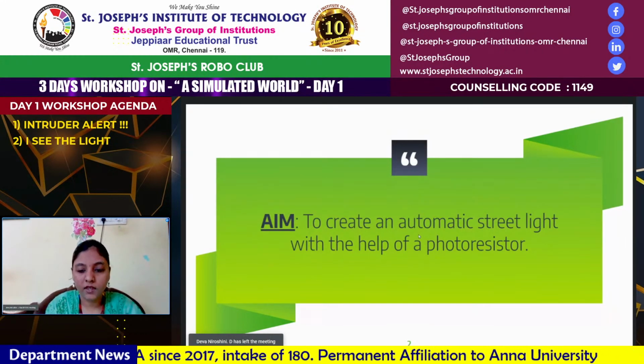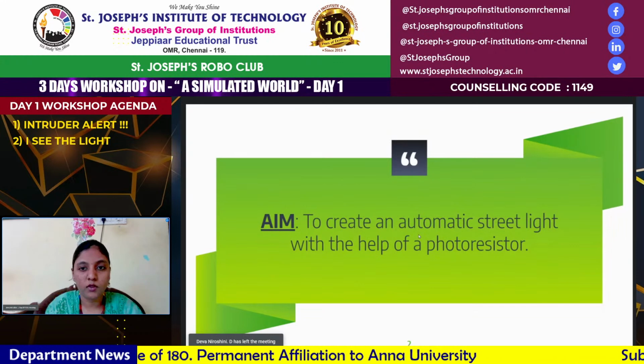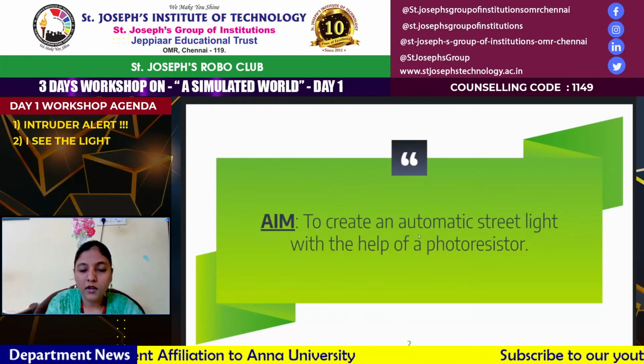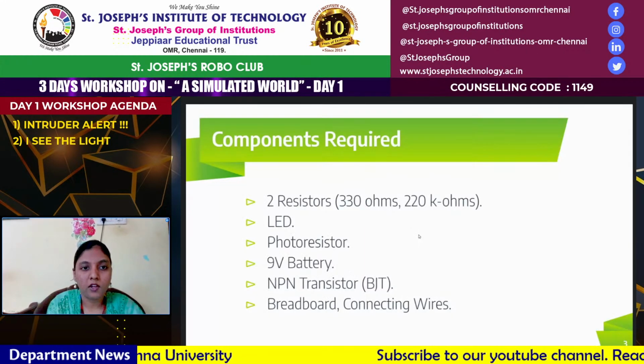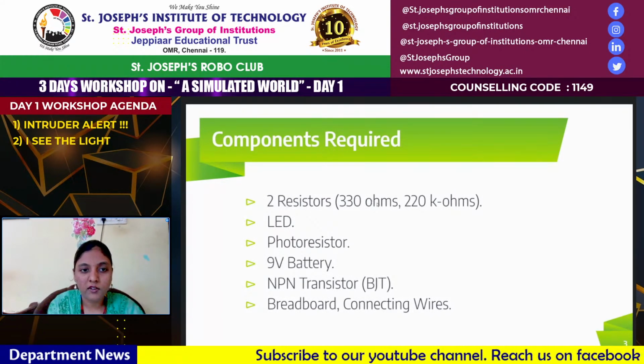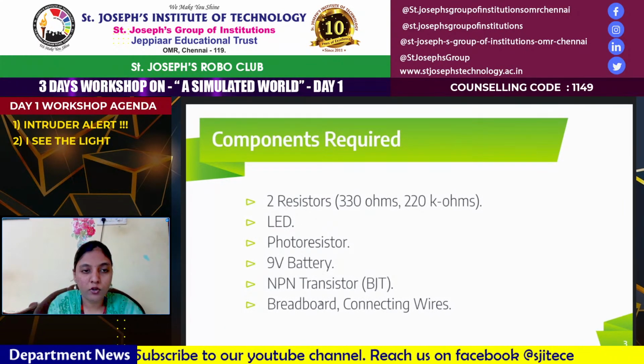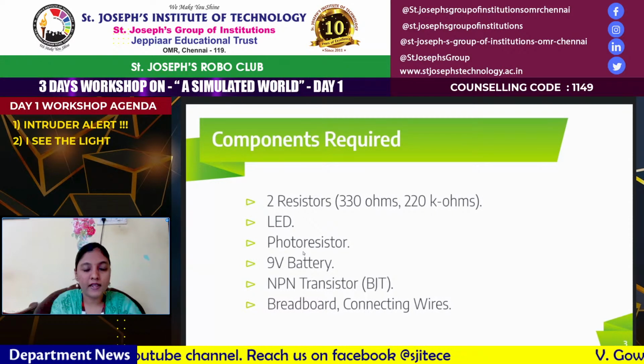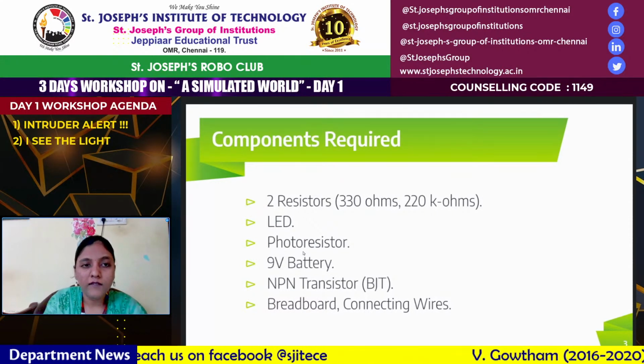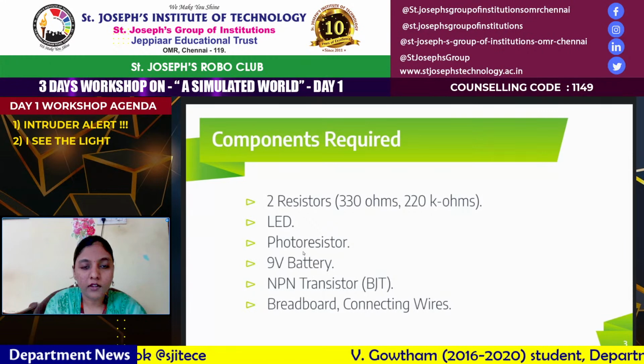The aim of this is to create an automatic street light with the help of a photoresistor. Now, like I said earlier, it's a very simple circuit. All you need is a couple of resistors, connecting wires, breadboard, 9-volt battery, photoresistor, LED, and an NPN transistor. Now, let's see all these components in detail.